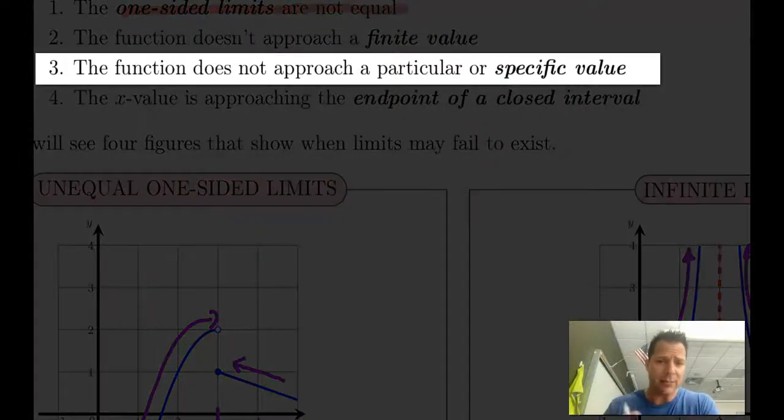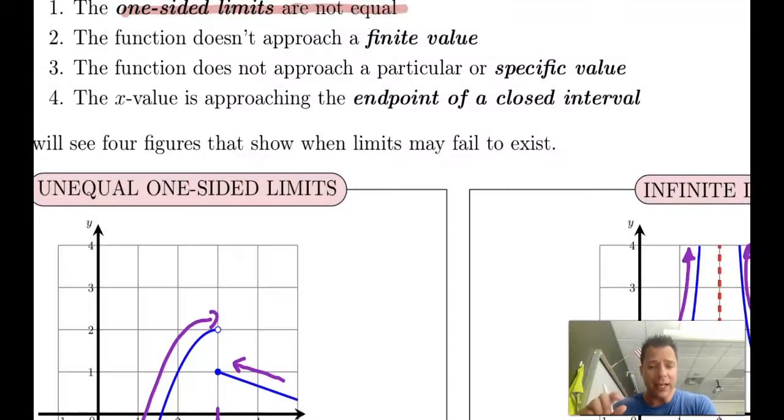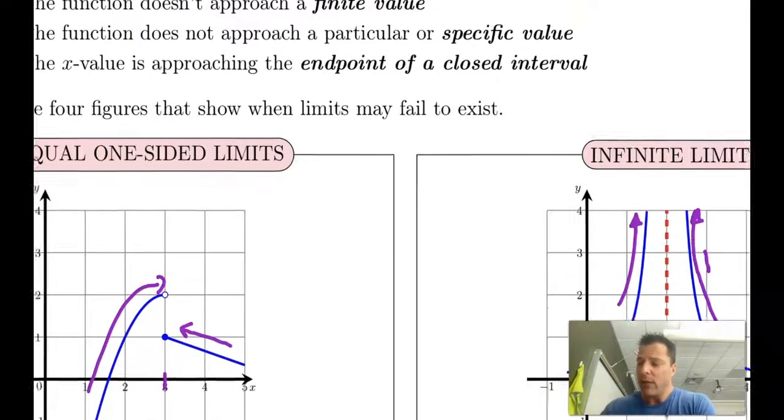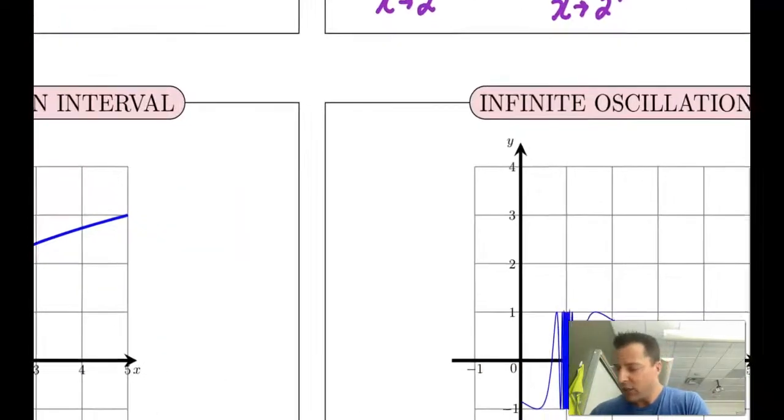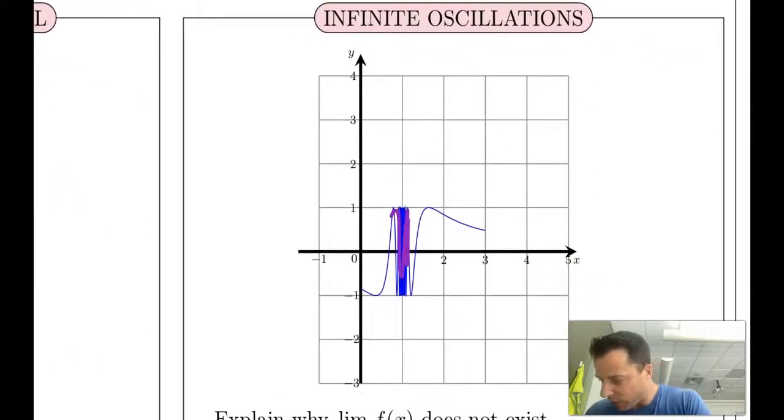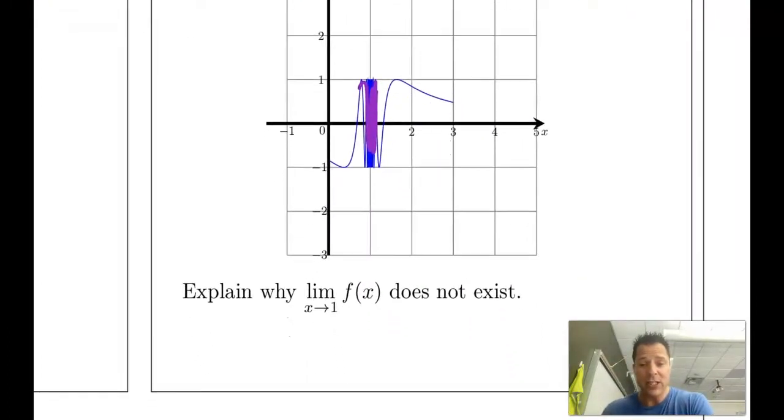The function does not approach a particular, specific value. Not a finite value, meaning it can't lock in, and that's the infinite oscillations. You can see here, if I go in, it's going to ping pong back and forth, back and forth. It can't lock in on a specific value. You can't locate it. Later on, you'll learn about the squeeze theorem to help you find these, but if you can't lock in on a specific value, the limit's not going to exist.